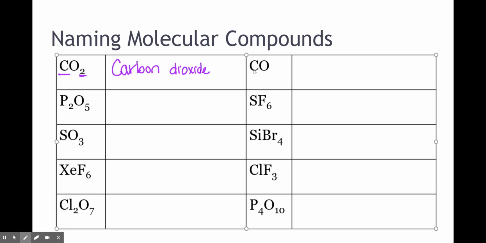Okay. Second example, we have one carbon and one oxygen. So again, we don't say mono on the first one. So it's just carbon. And then to say that there is only one oxygen, it's monoxide. Okay. Our next example, there are two of the phosphorus. So we say diphosphorus. Then there are five of the oxygen. So pentaoxide.